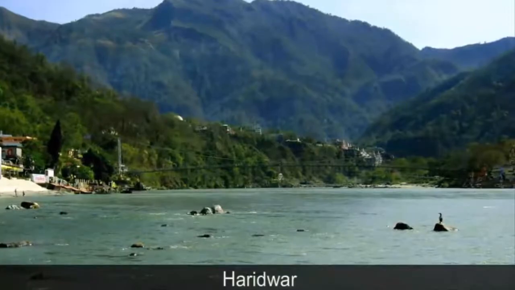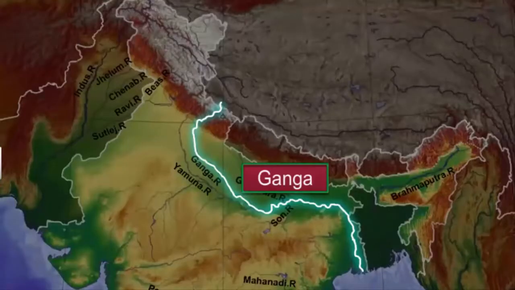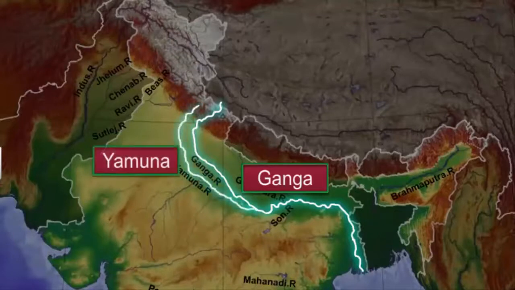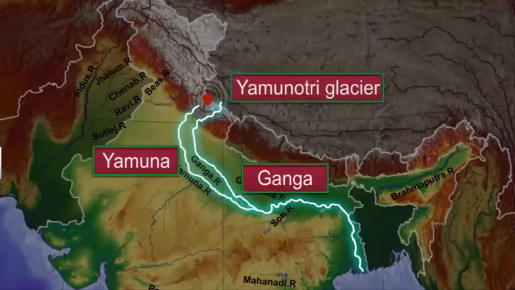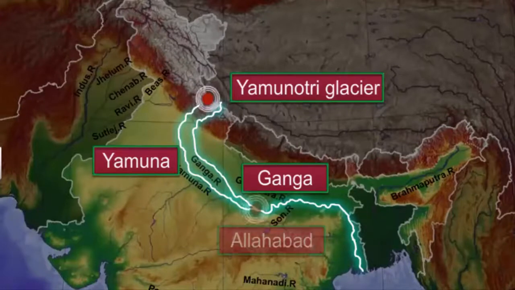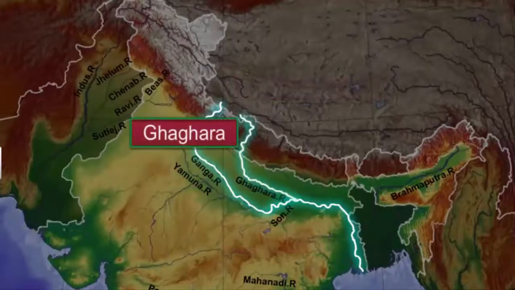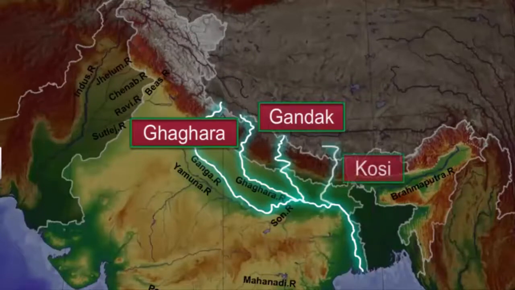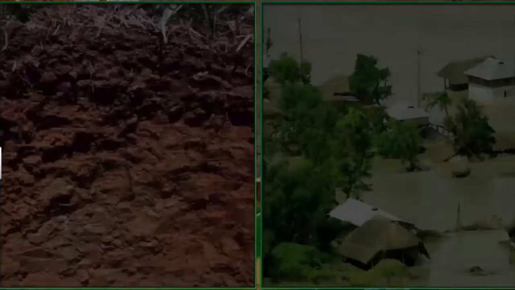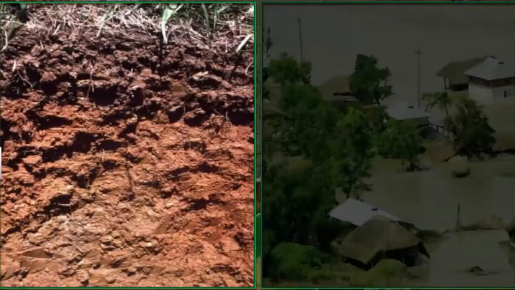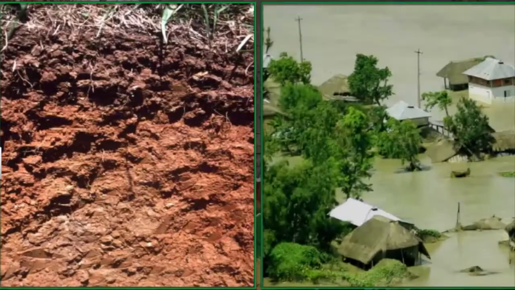The major tributaries that strengthen the Ganga are the Yamuna, which starts out from the Yamunotri Glacier in the Himalayas and runs parallel to the Ganga, and finally joins it at Allahabad. The other tributaries are the Ghagara, the Gandak, and the Kosi rivers. All these rivers originate in the Nepal Himalayas. These rivers make the soil fertile but are also capable of flooding, which causes widespread damage in the region.